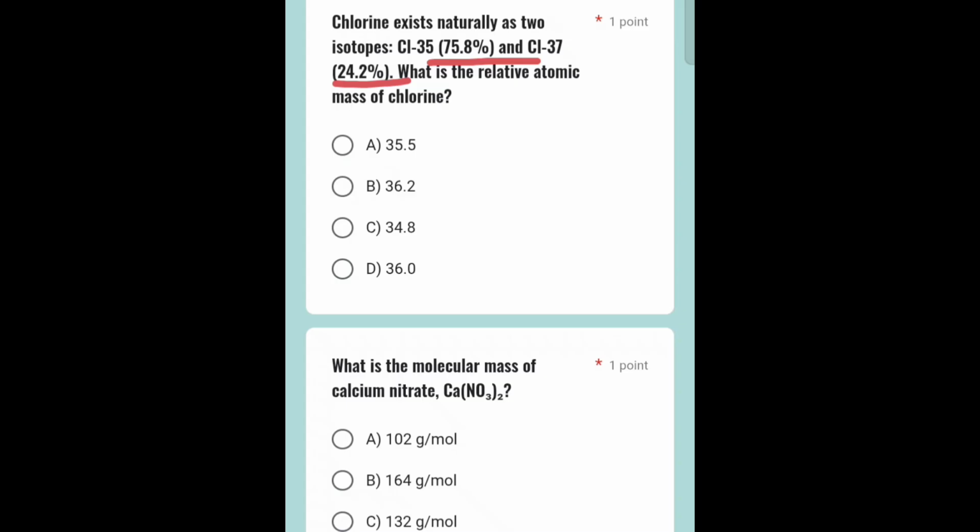Multiply 35 by its percentage, add it to 37 multiplied by its percentage, and divide by 2. You will get the average atomic mass, that is the relative atomic mass, of 35.5. Sometimes you are asked why it is a fraction. It is because it is the average atomic mass of chlorine, so the average atomic mass is always in fractions. Okay, next question. So this will be A.